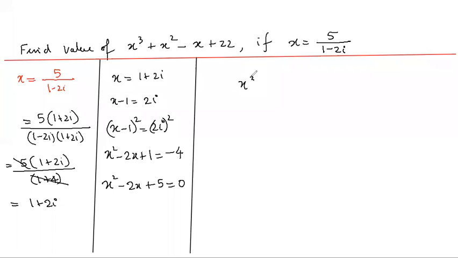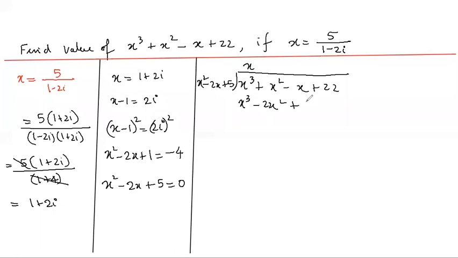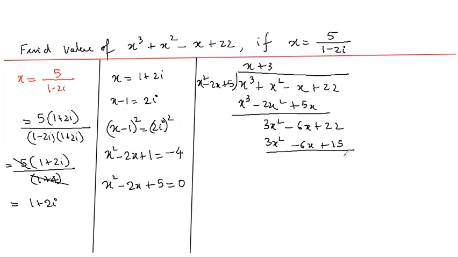So x cube plus x square minus x plus 22 divided by x square minus 2x plus 5. Tell me, you divided x cube by x square, you got x. So x cube minus 2x square plus 5x. Now change the sign. So 3x square minus 6x plus 22. Again divide, you got 3. 3x square minus 6x plus 15. So the remainder is 7.